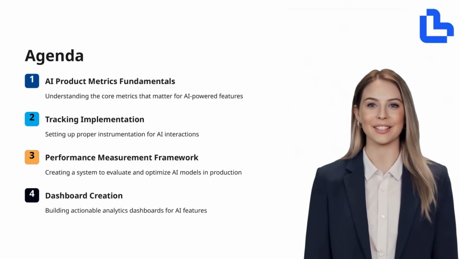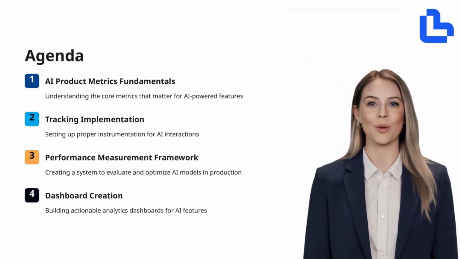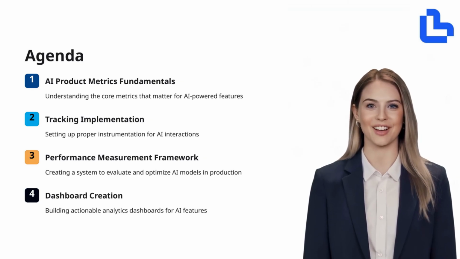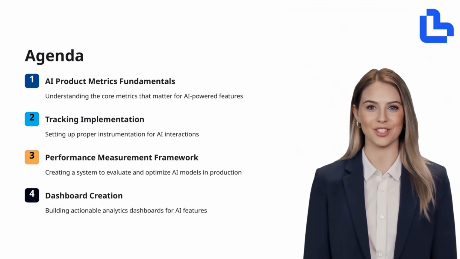We've structured this presentation into 4 key chapters, each designed to build your understanding of AI product analytics step by step. First, we'll start with AI product metrics fundamentals. This section will help you understand the core metrics that truly matter when evaluating AI-powered features. We'll go beyond traditional analytics and explore the unique dimensions introduced by AI.